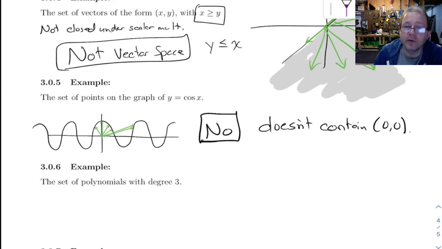Now, it turns out it's also not closed under scalar multiplication, and it's not closed under addition either. But it's definitely not a vector space.